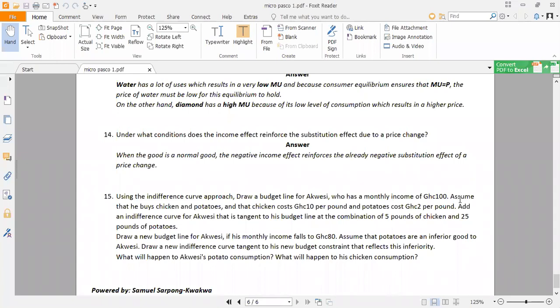All right, number 15. Using the indifference curve approach, draw a budget line for Akwesi, who has a monthly income of 100 cedis. Assume that he buys chicken and potatoes, and that chicken costs 10 cedis per pound and potatoes cost 2 cedis per pound. Add an indifference curve for Akwesi that is tangent to his budget line at the combination of 5 pounds of chicken and 25 pounds of potato.